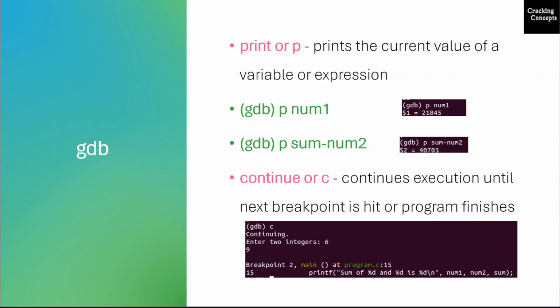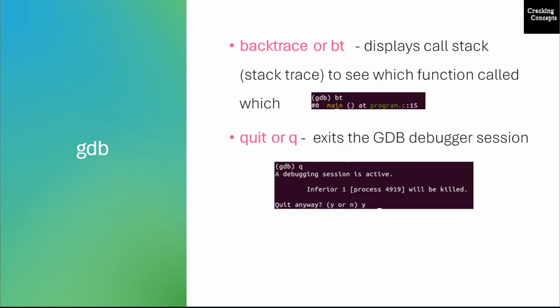Next option is continue or C, which will continue the execution until the next breakpoint is hit or the program finishes. So C, after that it's showing continuing and it's executed. Then there is the backtrace or BT command, which will display the call stack or stack trace to see which function called which. So this is the output for that command.